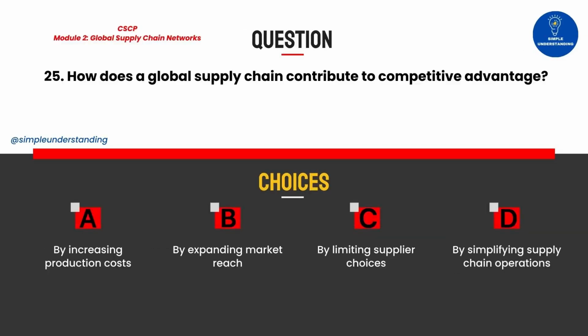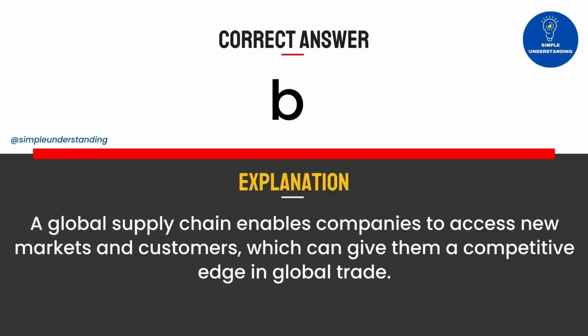25. How does a global supply chain contribute to competitive advantage? A. By increasing production costs. B. By expanding market reach. C. By limiting supplier choices. D. By simplifying supply chain operations. Correct answer: B. Explanation: a global supply chain enables companies to access new markets and customers, which can give them a competitive edge in global trade.